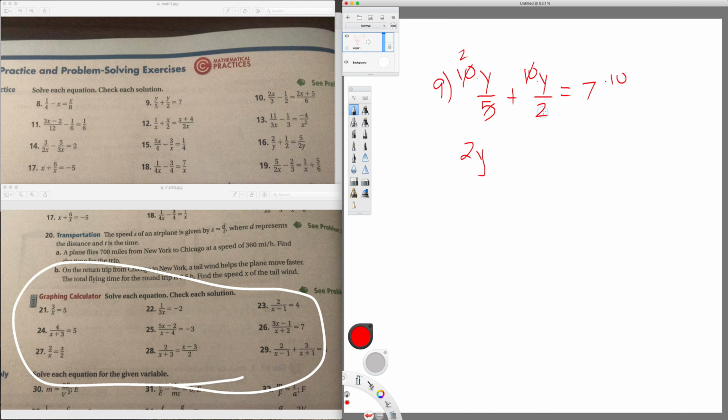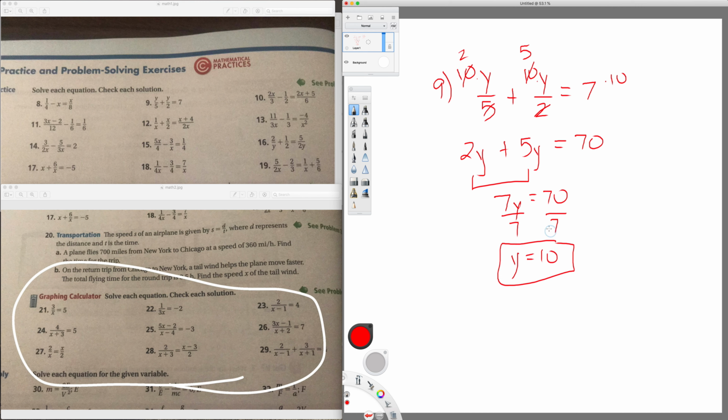And this one ends up having a much nicer answer, because I can combine those two to get 7y equals 70, divide by 7, and we get y equals 10. And let's see, we should be able to check that. 10 divided by 5 is 2, and 10 divided by 2 is 5, and 2 and 5 add up to the 7. So it actually worked out quite nicely on that one. Let's move on to number 10.